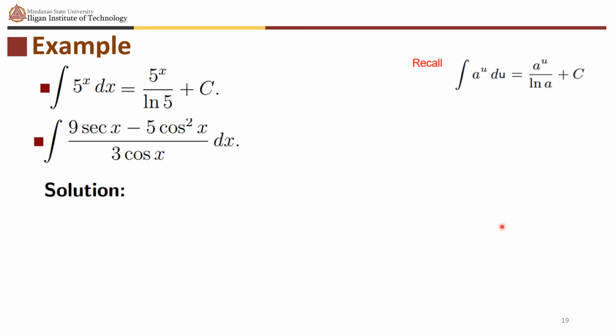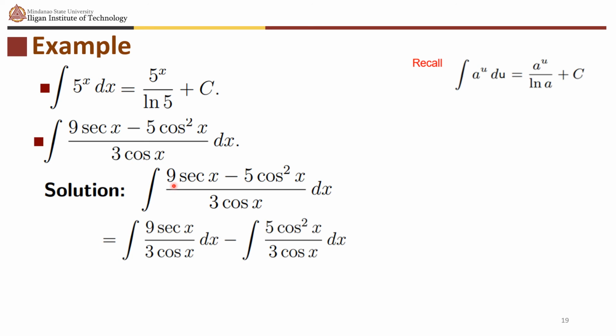That is, you can have the following: the integral of 9 secant x all over 3 cosine x dx, minus the integral of 5 cosine squared x all over 3 cosine x dx. Now recall that cosine x is equal to 1 over secant x. This is an identity, so your cosine x here can be rewritten as 1 over secant x.